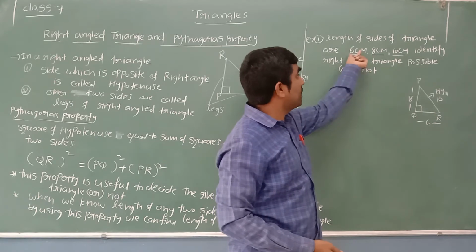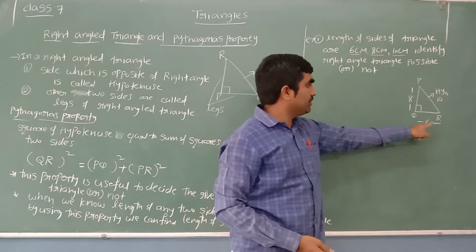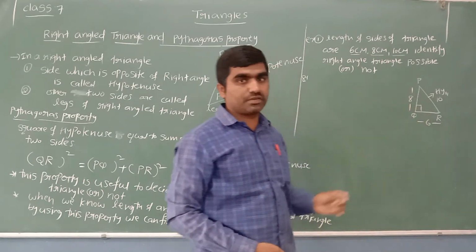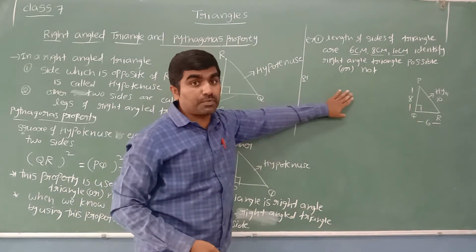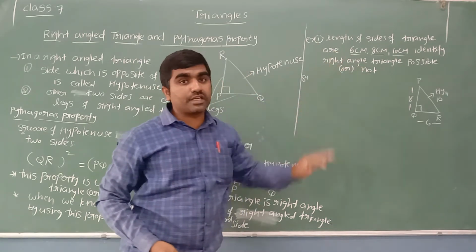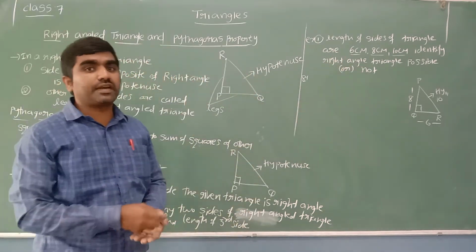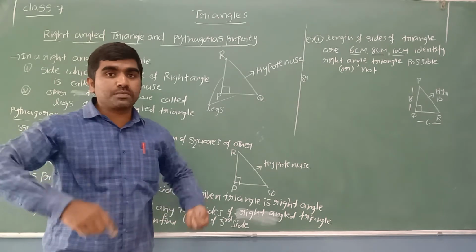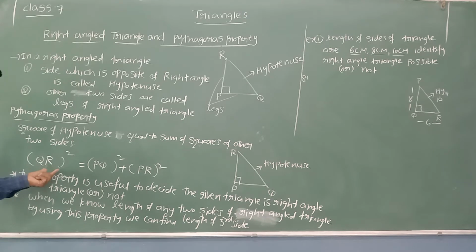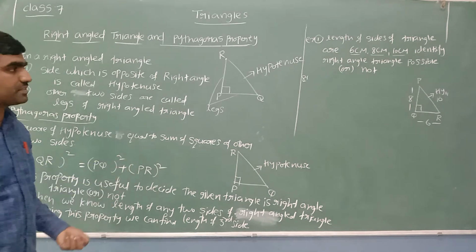Now the other two sides are, one is 6, one is 8. These two we can interchange, no issues. 6 here, 8 here, no issues. Now let us verify the Pythagoras property. If the measurements satisfy the Pythagoras property, they are possible for a right angle triangle. If not, not possible. So what is the property we have? Hypotenuse square is equal to side square plus side square.